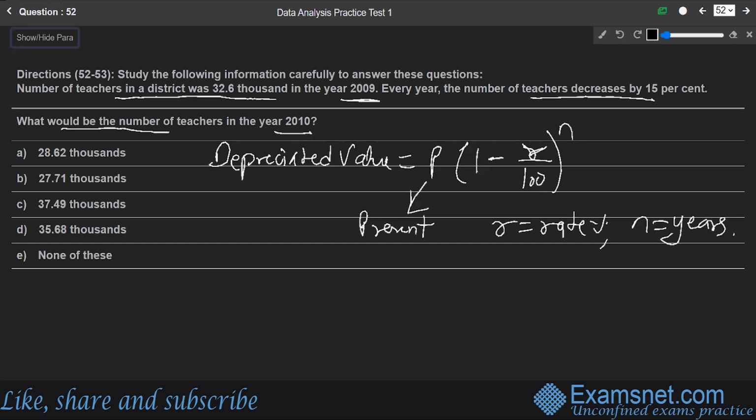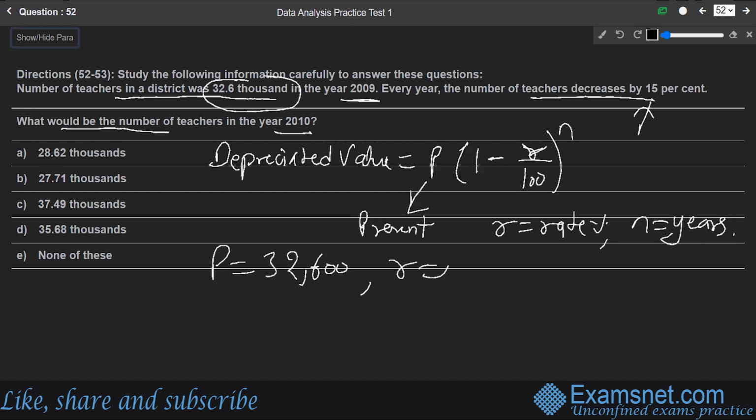Now he's saying the initial number of teachers was 32.6 thousand. So clearly the present value is 32.6 thousand, which is nothing but 32,600. This is the present value. Rate: every year the number of teachers decreased by 15%.